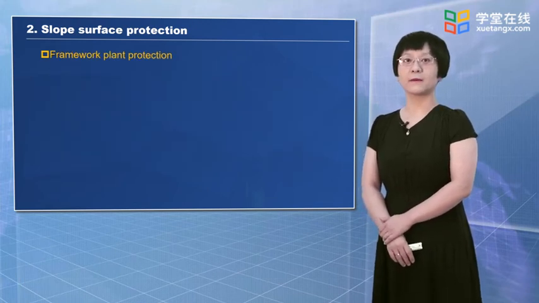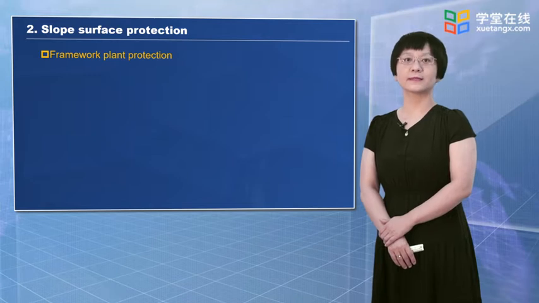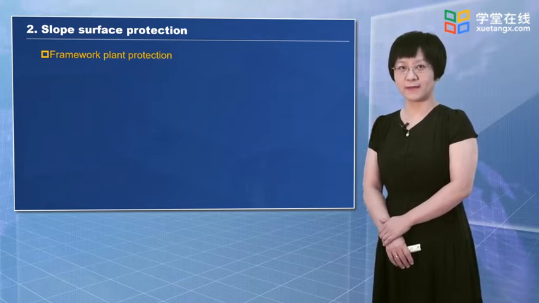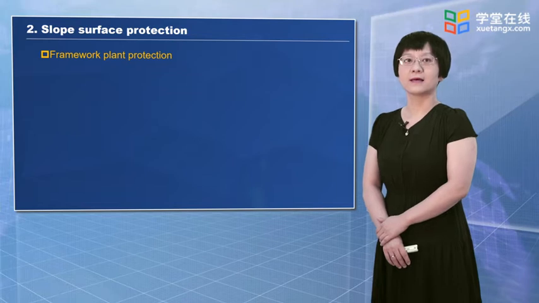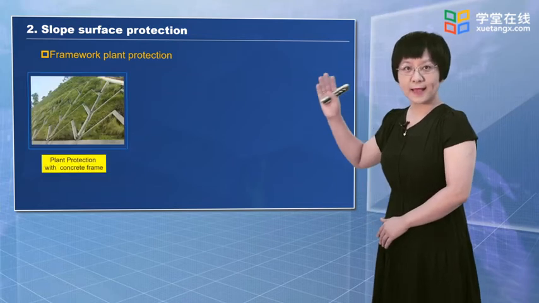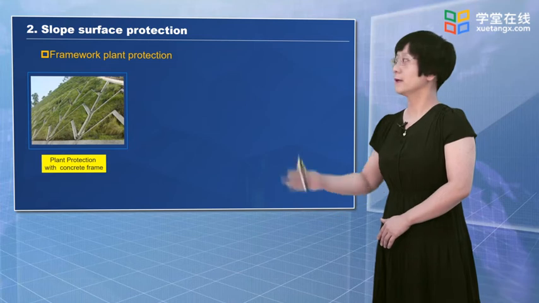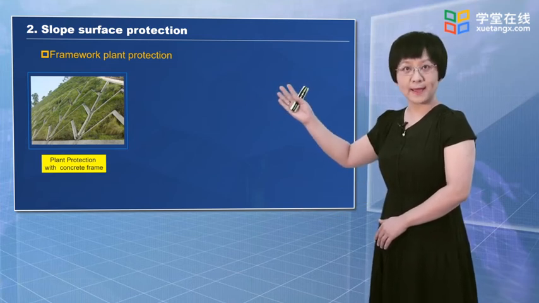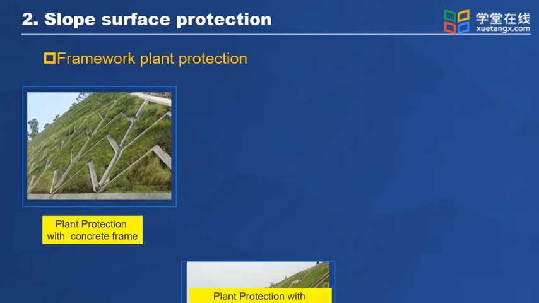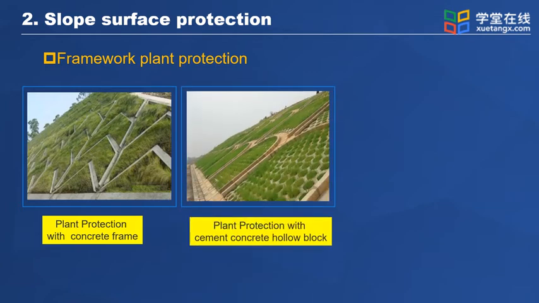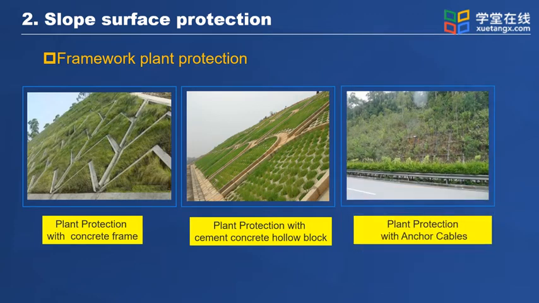The framework plant protection methods may include different types according to the framework shapes and the plant types, such as plant protection with concrete frame. In the picture, the frame is made of concrete. Plant protection with cement concrete hollow block. In the picture, these are concrete hollow blocks. The grass is planted here. And plant protection with anchor cables. In the picture, the anchor cables can make the soil fix on the slope.